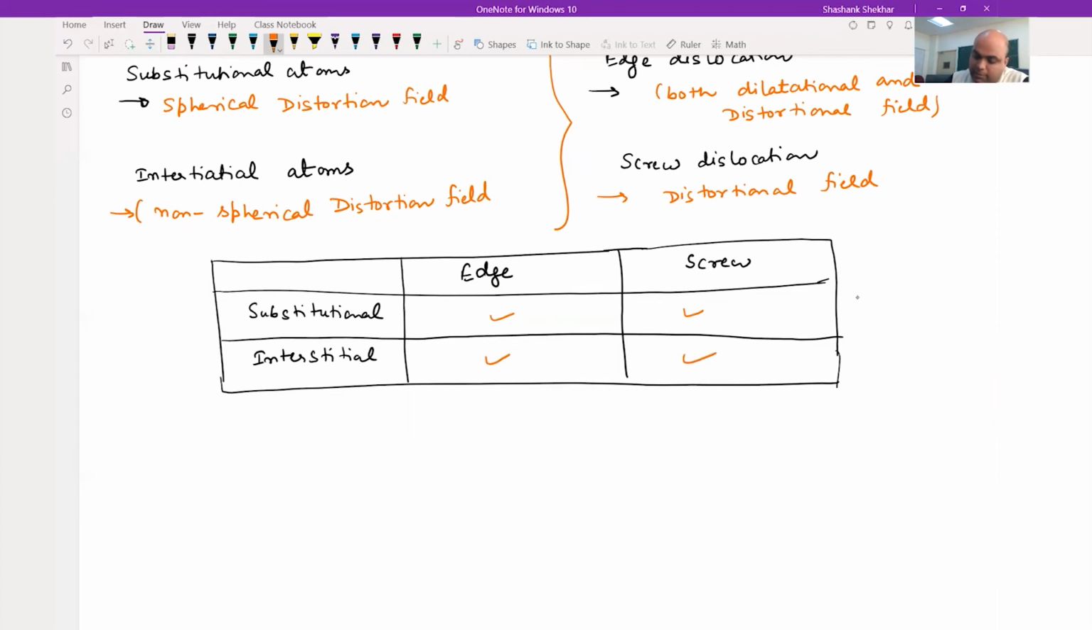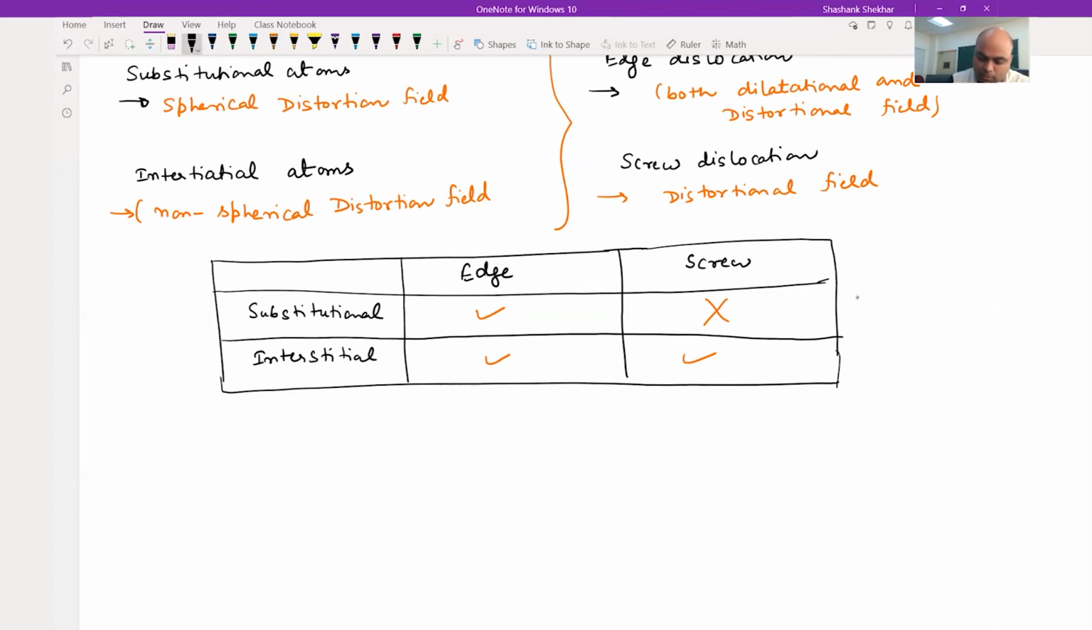And substitutional has only a spherical distortional field, so it is going to interact with only edge dislocation. It is not going to interact with screw dislocation, because it doesn't have any shear component; screw dislocation has only a shear component. So a substitutional atom is going to interact only with the edge dislocation, whereas an interstitial atom can interact with both edge as well as screw dislocation. This is one of the reasons why interstitial solute atoms will give you a higher hardening effect as compared to substitutional atoms, because interstitial solute atoms can interact with both edge and screw dislocation.